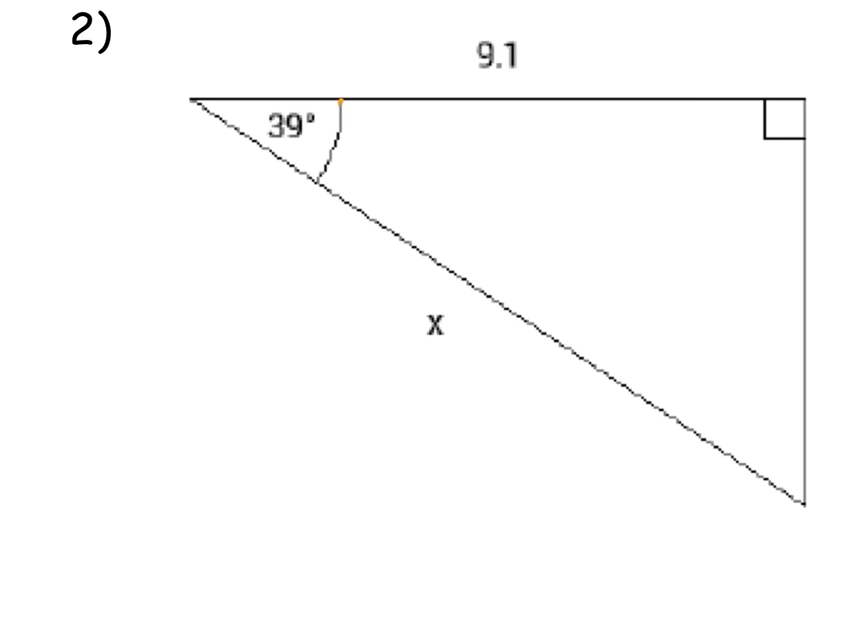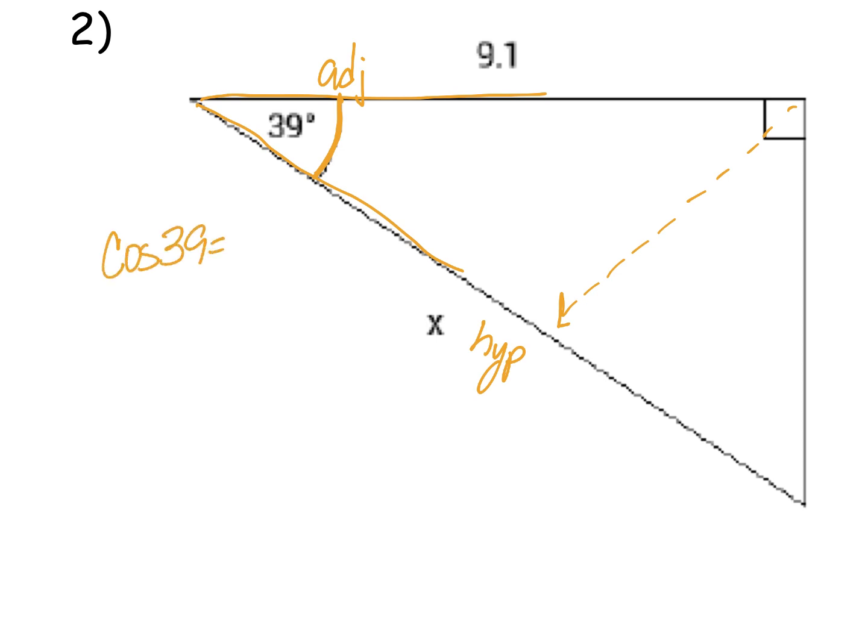Okay, here's my angle. I want to find my angle. And I know the right angle points to the hypotenuse, so this is my hypotenuse. And then it's making the angle with my hypotenuse, so that means it's adjacent, right? So that means I'm going to use cosine of 39 is going to equal adjacent 9.1 over my hypotenuse, which is x. So I cross multiply.